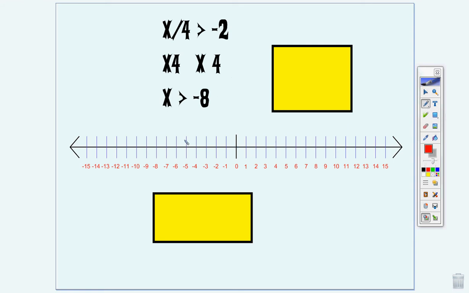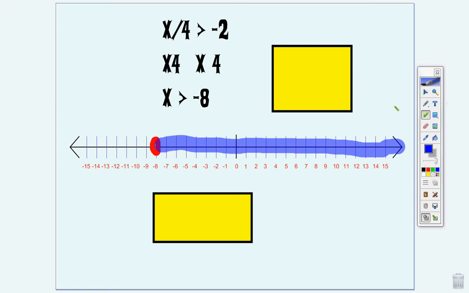So here we have an open dot at negative 8. And then I am shading to the, which way? Right. Okay, and we can pick a test point. 0 is always a good one. 0 divided by 4, is that greater than negative 2? Of course, 0 is greater than negative 2. So we know that that is the right way.